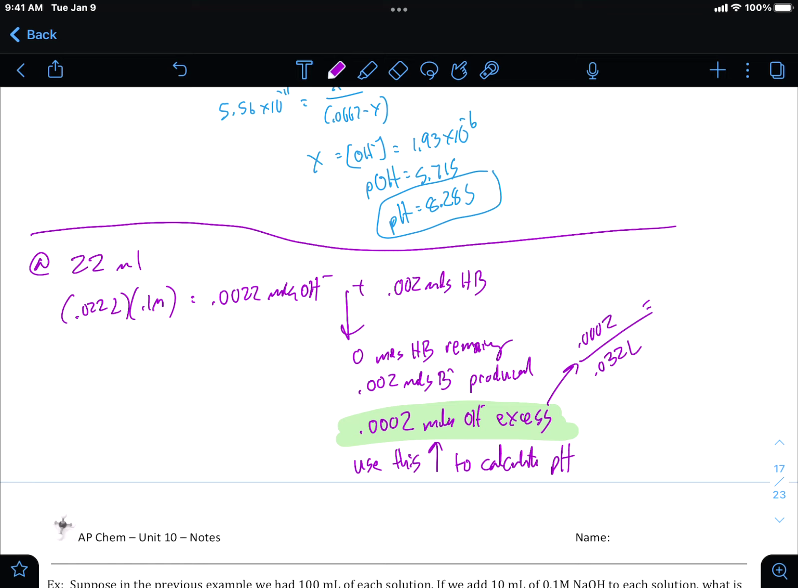Okay, so our molarity is 0.00625 molar OH minus. And negative log of that means the pOH is 2.204, which means the pH is 11.796.